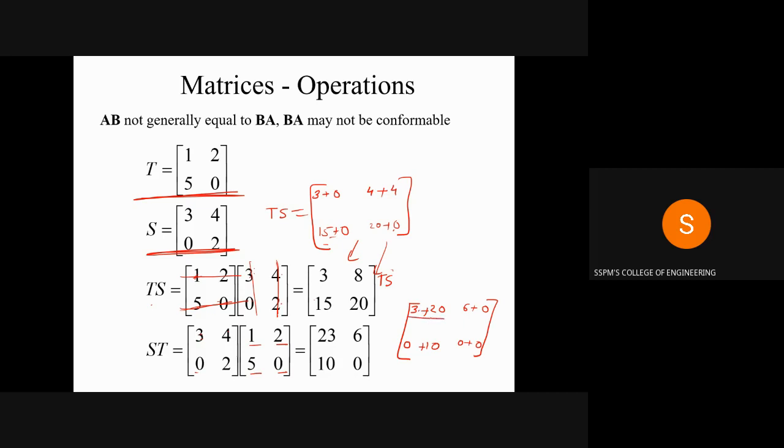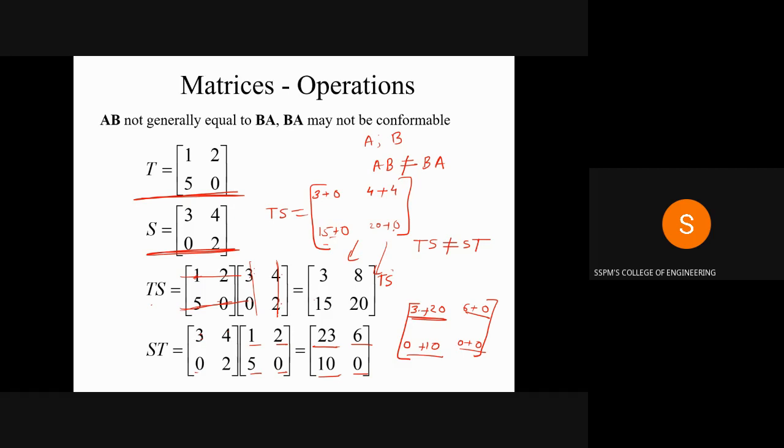So 3 plus 20 is 23, 6 plus 0 is 6, 0 plus 10 is 10, and 0 plus 0 is 0. Now what can you say from this? That TS is not equal to ST. So you can say that if two matrices A and B are given, then AB is not always equal to BA. It is generally not equal to BA.